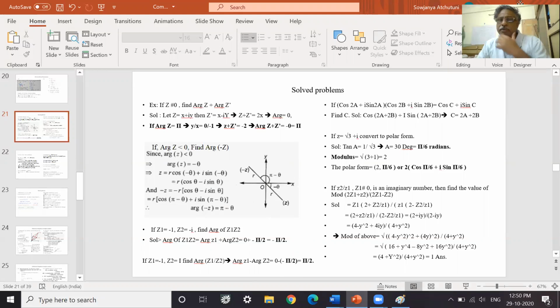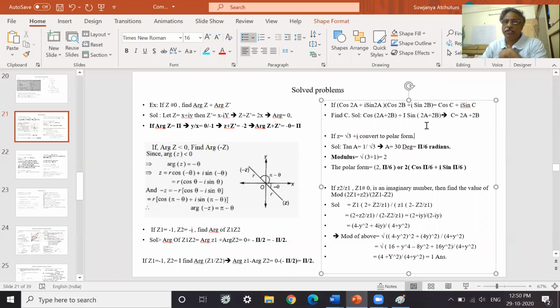And let us see this. cos 2a plus i sin 2a and cos 2b plus i sin 2b. This is equal to cis theta 1 into cis theta 2, which is cis theta 1 plus theta 2. 2a plus 2b is nothing but c, so c is equal to 2a plus 2b. If you multiply, we get cos a cos b minus sin a sin b, so cos a plus b. All these things we will get. If z is this, I have to convert it into polar form. What is the mod of z? 3 plus 1, 4, under root is 2, the mod of z. What is the angle? 1 by root 3 is pi by 6. So 2 cos pi by 6 plus i 2 sin pi by 6, in the first quadrant.